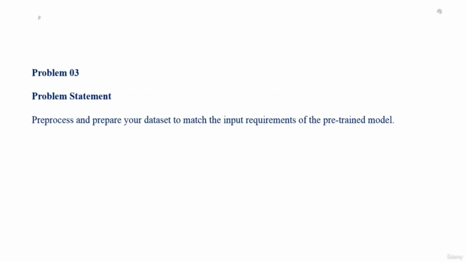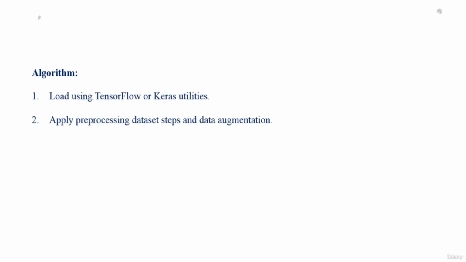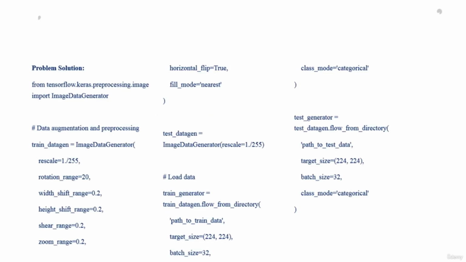Problem 03. Problem statement. Pre-process and prepare your dataset to match the input requirements of the pre-trained model. Skills required: data pre-processing and augmentation. Instructions. Load and pre-process your dataset. Apply transformations such as resizing and normalization. Algorithm. Load dataset using TensorFlow or Keras utilities. Apply pre-processing steps and data augmentation. How code is working. The code sets up data augmentation for the training data and rescaling for the test data. It loads images from directories and formats them for training and evaluation.